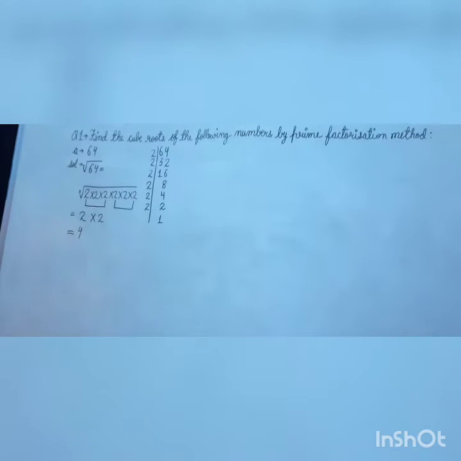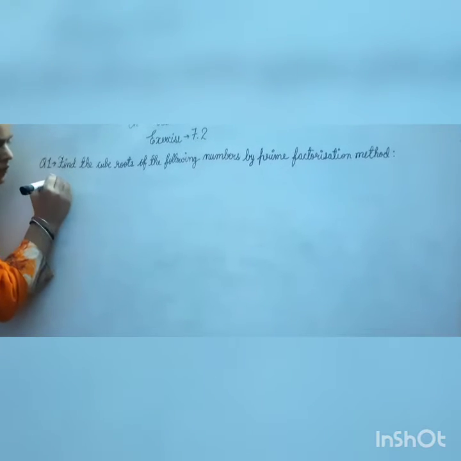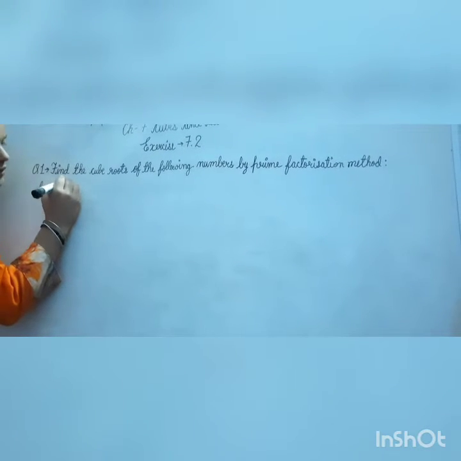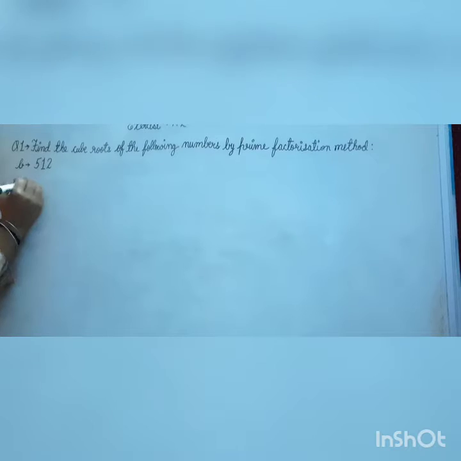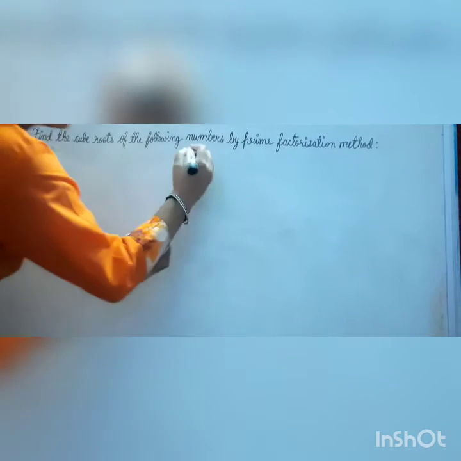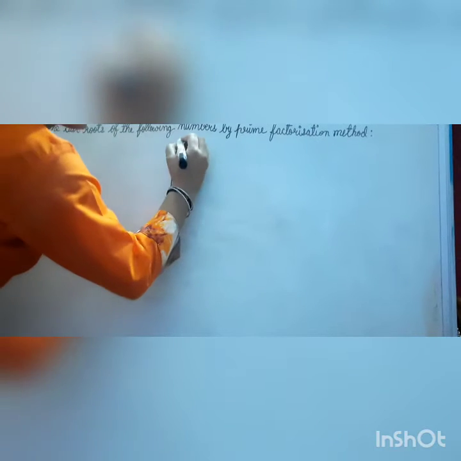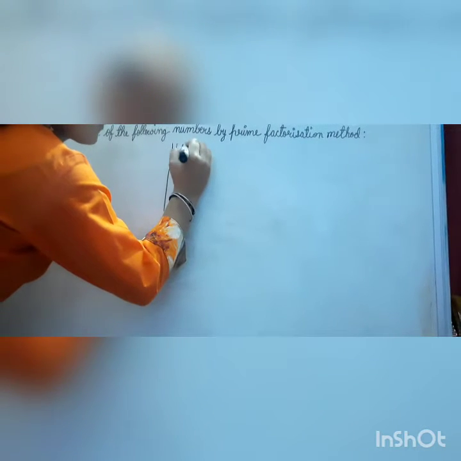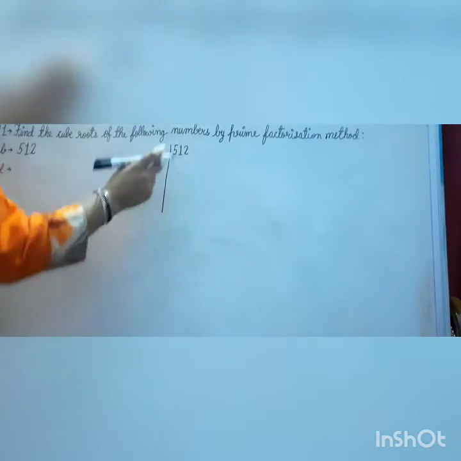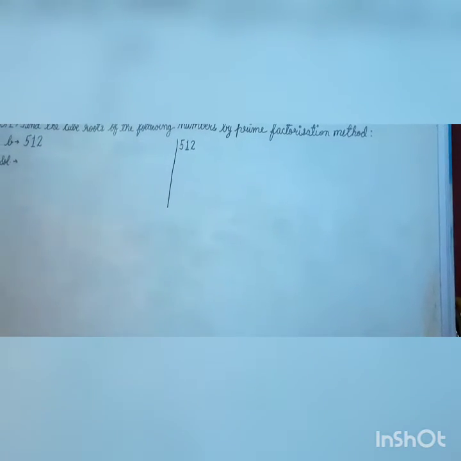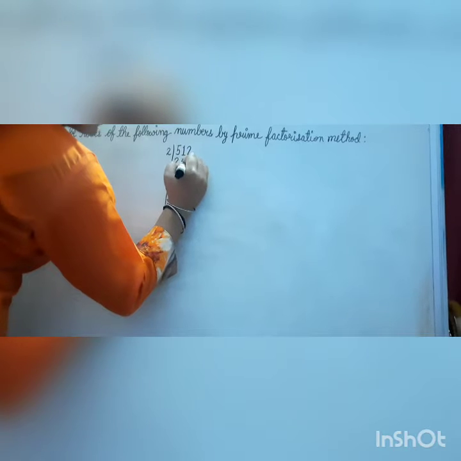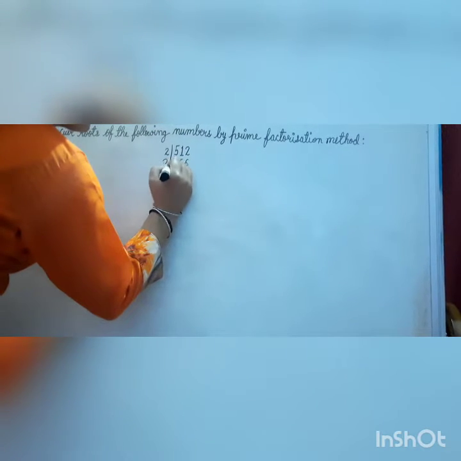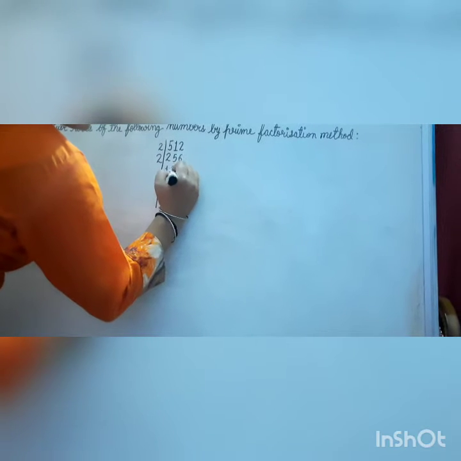Now we will do second B part. B part. 512. Okay. Again you have to solve it by prime factorization method. Okay, you know that this number is an even number. You will divide it by 2. 2 2s are 4, 2 5s are 10, 2 6s are 12. Again 2. 2 1s are 2, 2 2s are 4.